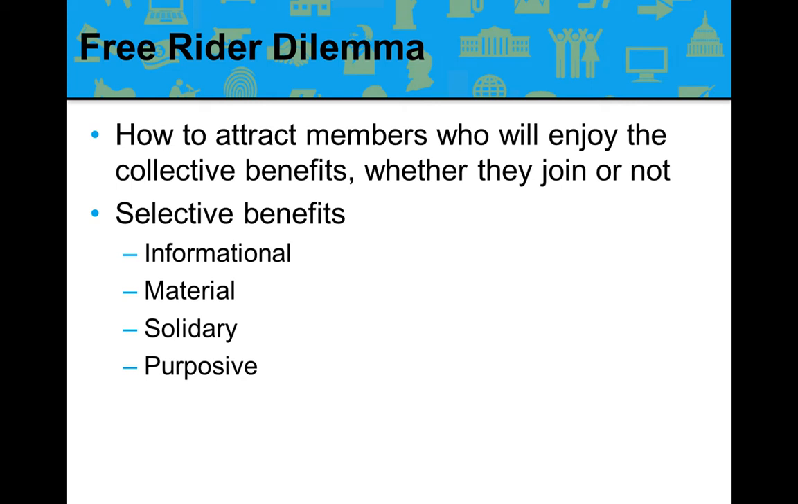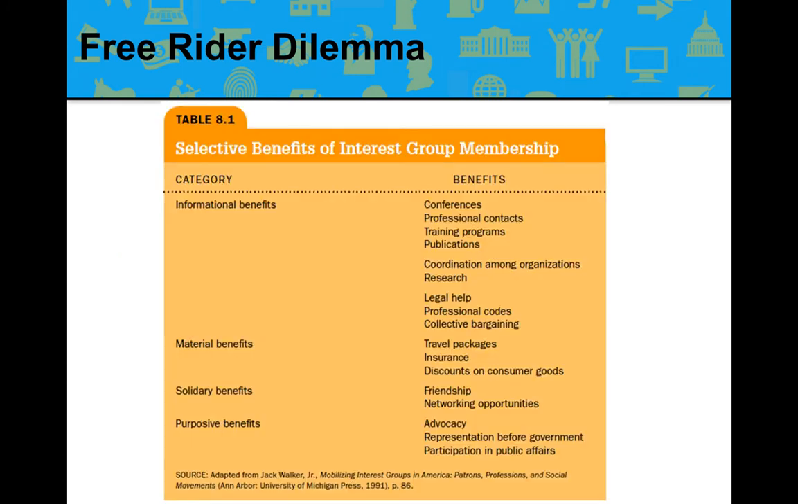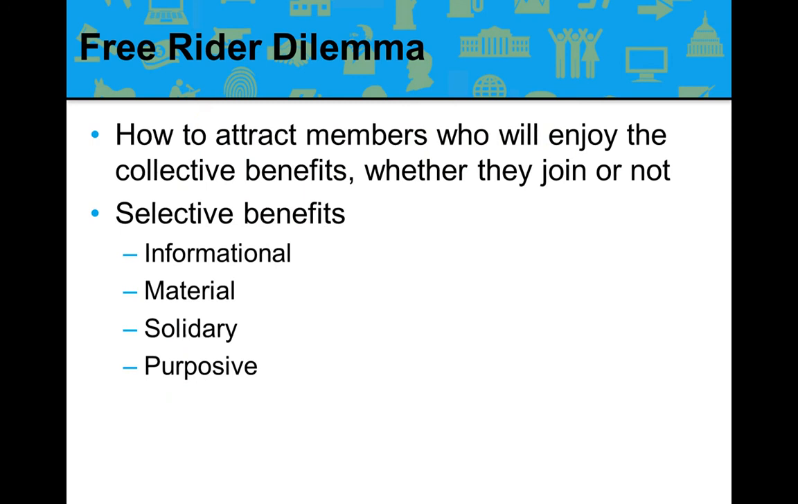You have to offer what are called selective benefits. And selective benefits are those types of benefits that only members can enjoy. So the way you try to overcome the free rider dilemma is try to offer some sort of selective benefit. It's selective because only members get to select these types of benefits. And they come in a variety of types. There's informational, material, solidary, and purposive selective benefits. Okay. And the next slide is going to give you some examples of those.